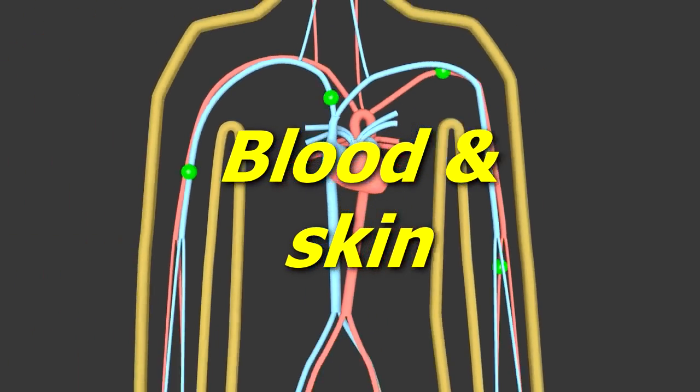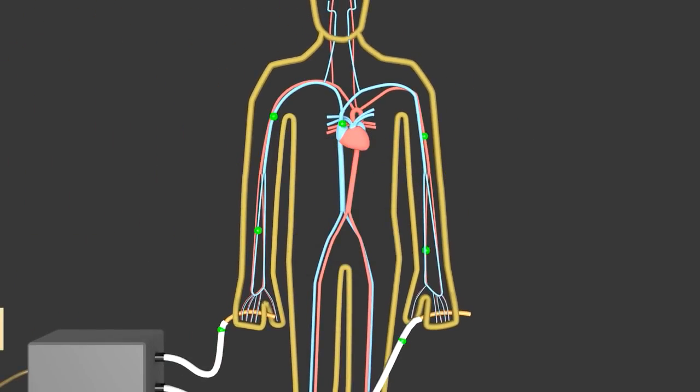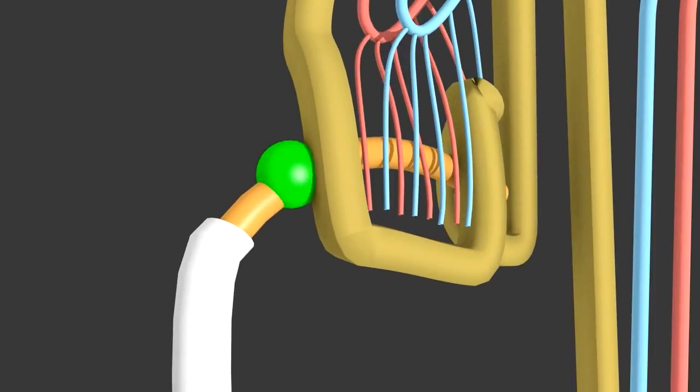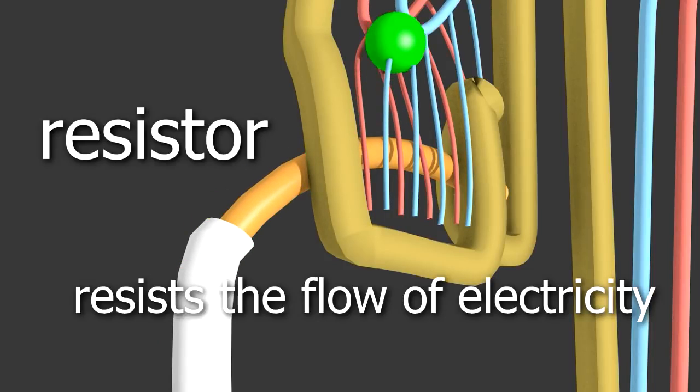When traveling through the body to go to and from the heart, most of the charge passes through the blood vessels. The bloodstream is a relatively good electrical conductor. The big barrier is the outer layer of skin, made up of dead skin cells. That skin layer resists the flow of charge. It plays the part of a big resistor in the body's electrical circuit. As the name implies, resistors resist the flow of electricity.